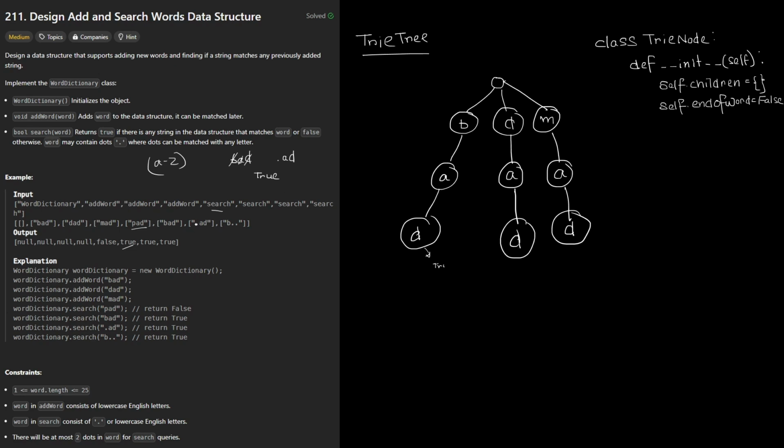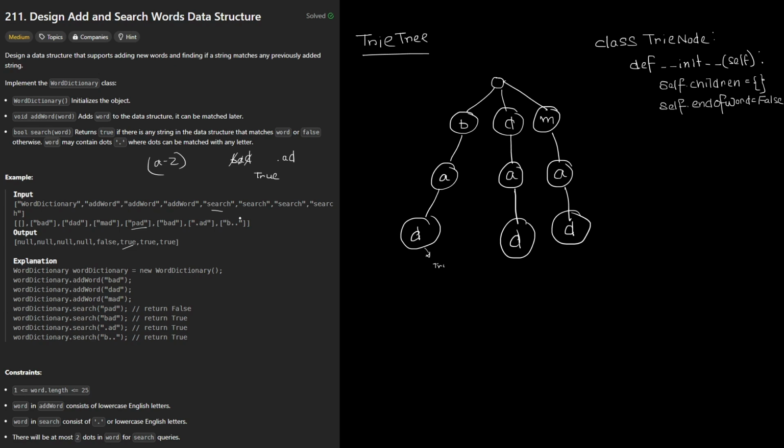Now, if I'm searching it, how do I implement this dot? The dot can be implemented with a DFS function. If I write a DFS function, I can get all the children of this trie node. So the children are B, D, M. I already got them. Now from here, I am going to iterate over this one. So B, then there is A and there is T. So I can return true for this one.